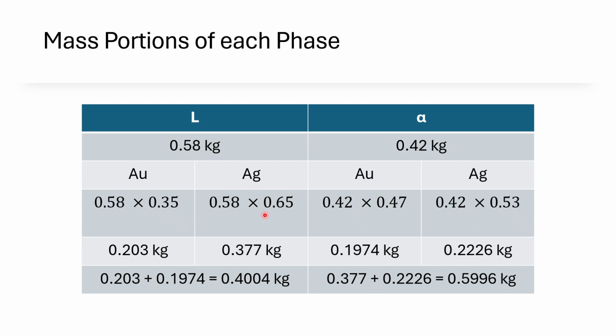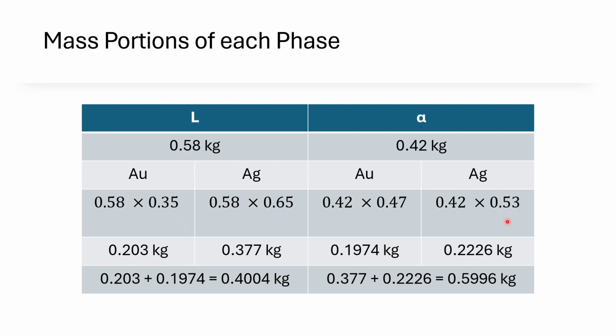And that will give you 0.377 kilograms. And now your solid, you'll do the same thing. We have 0.42 kilograms of solid material in this alloy, and you're going to multiply that by 0.47 because that is our concentration of solid that we found from the graph. And then with your silver, you're going to multiply it by 0.53 because you have the opposite.